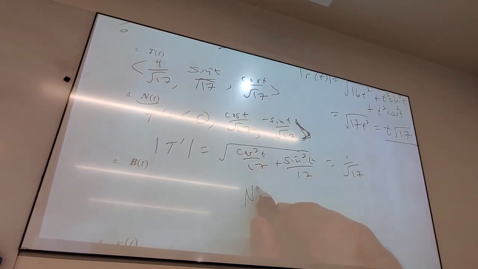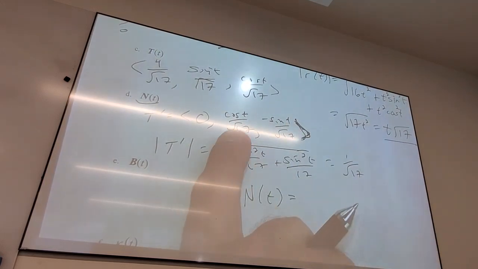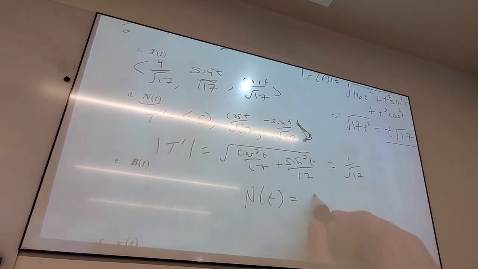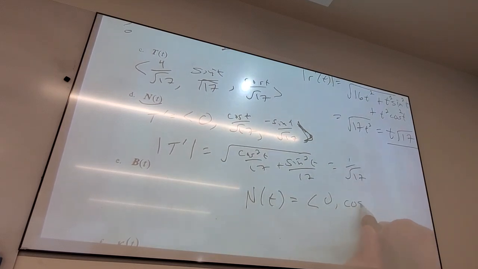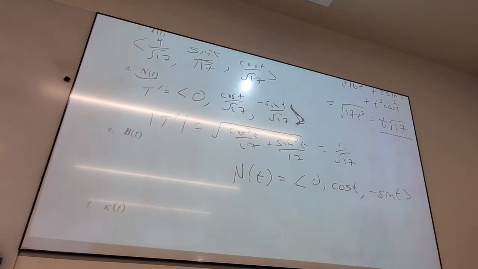So how do I make N of t? I just take this divided by this, so I end up with something really, really beautiful: 0, cosine t, negative sine t. Yes, which we would not have guessed from the beginning.